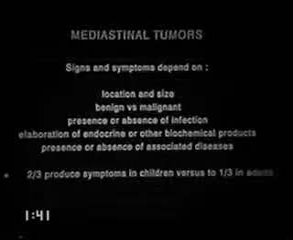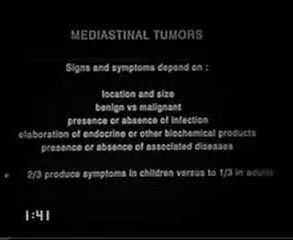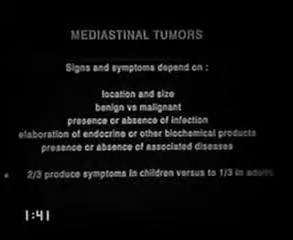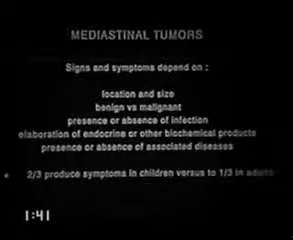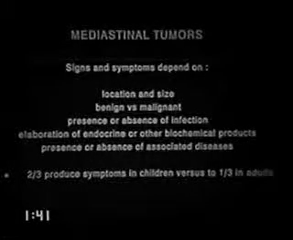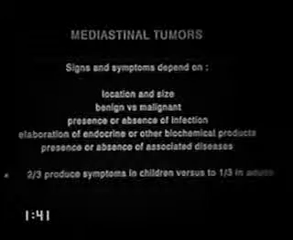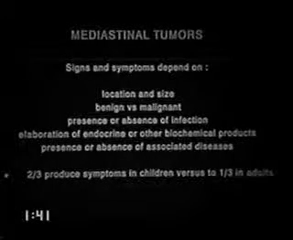About 2/3 produce symptoms in children, whereas only 1/3 produce symptoms in adults, and that's probably related to the fact that the mediastinum is smaller in kids, and so a mass doesn't have to grow quite to the size it does in an adult before it causes symptoms.